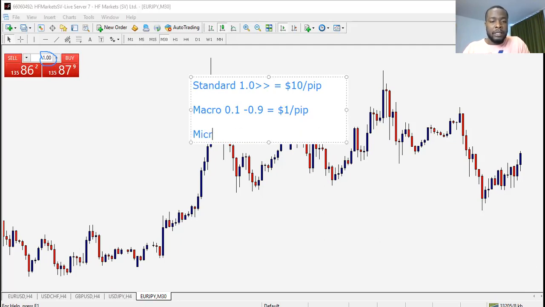And then the micro lot size, which is from 0.01 to 0.09. If you're using a micro lot size of 0.1, it actually means that every movement for you and against you is measured at 10 cents.